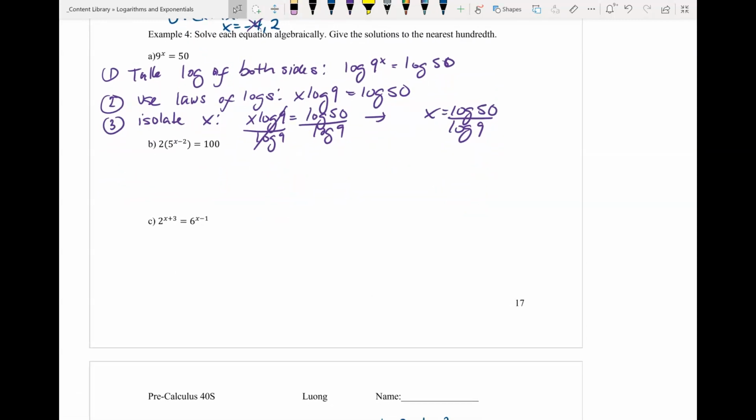Moving on to example 4b. In this case, we have a 2 in front of the 5 to the power of x minus 2. What I commonly see students do, so don't do this, is multiply this 2 with a base of 5. You can't multiply when you don't have the same base. But what I can do, because there's no exponent over here with 100, is divide both sides by 2 first.